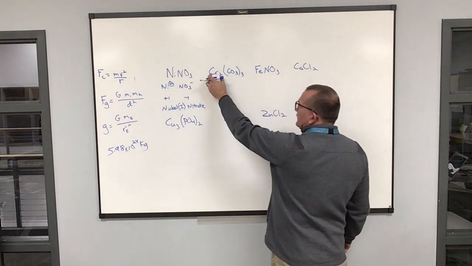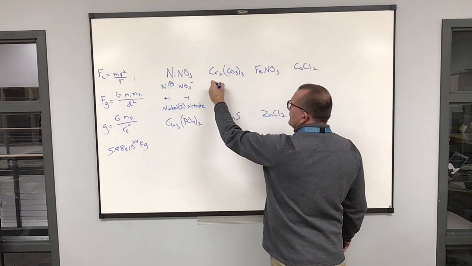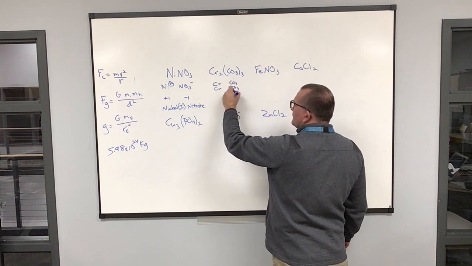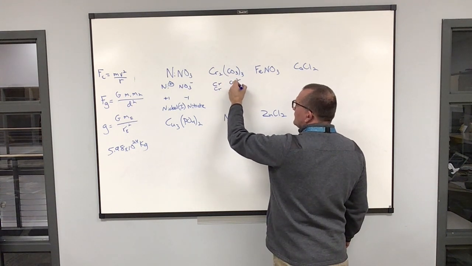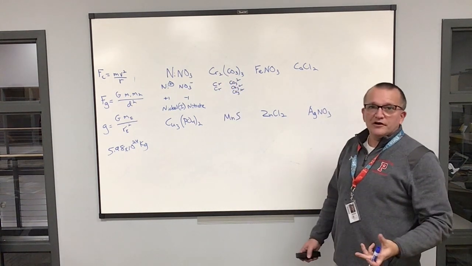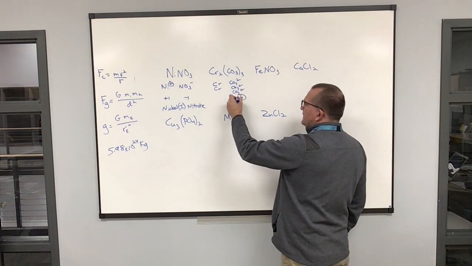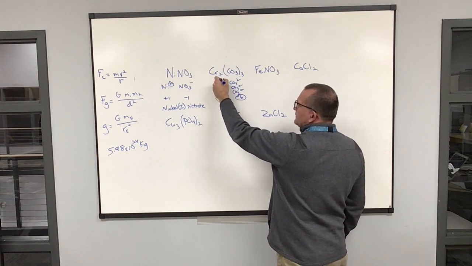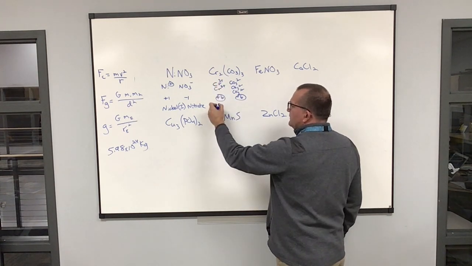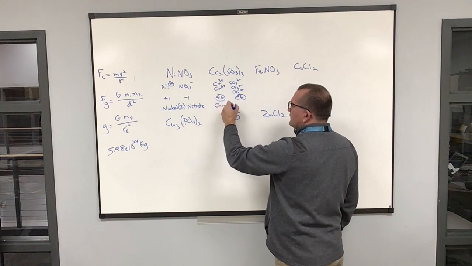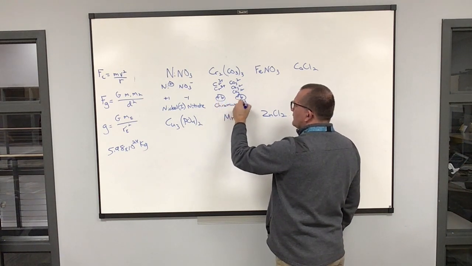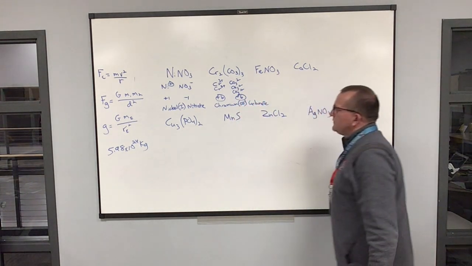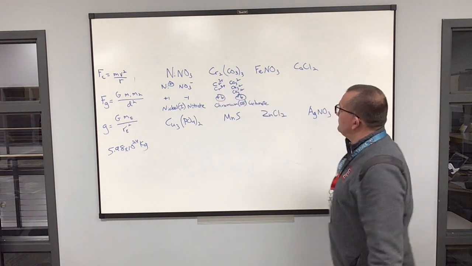Okay, so we got chromium and carbonate. I got 2 chromiums, and I have 3 carbonates. Each carbonate is a -2 charge, which gives us a total negative charge of 6, which means this has to be +6. But I got to split it amongst the 2 chromiums. So each chromium is +3. So this is chromium 3 carbonate. Again, the 3 is the charge of the chromium.